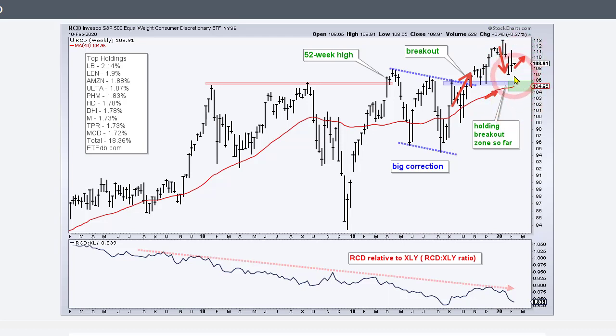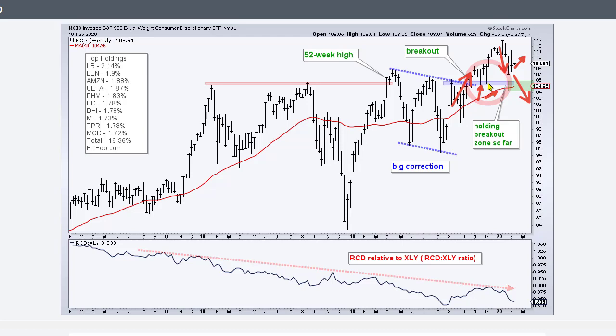But if we fail to bounce and we break below, say, 104 to add a buffer, we're back below the 40-week moving average. We're below this support from November. The breakout has failed, and that would be a negative. And that could be a negative for the broader market if this one actually weakens.